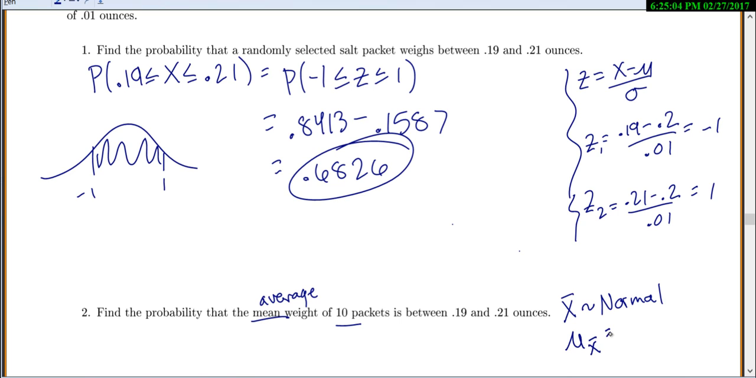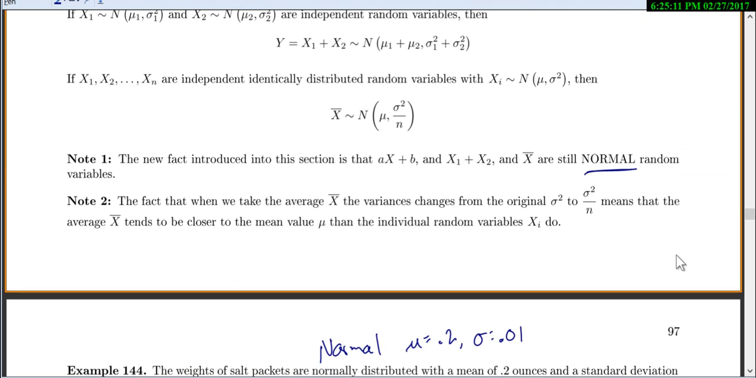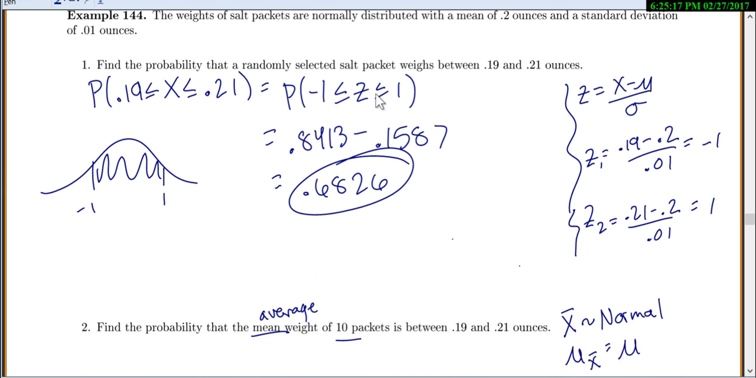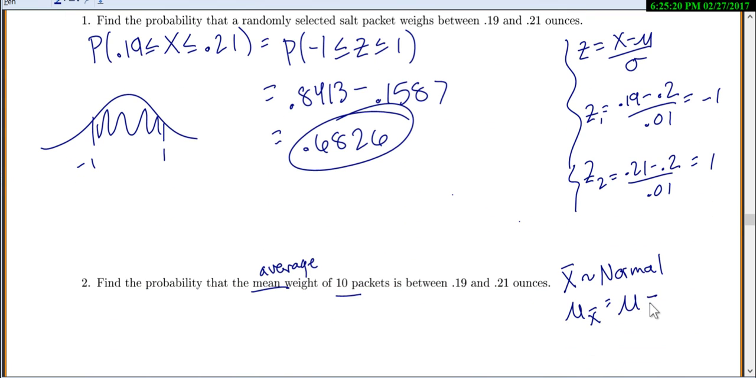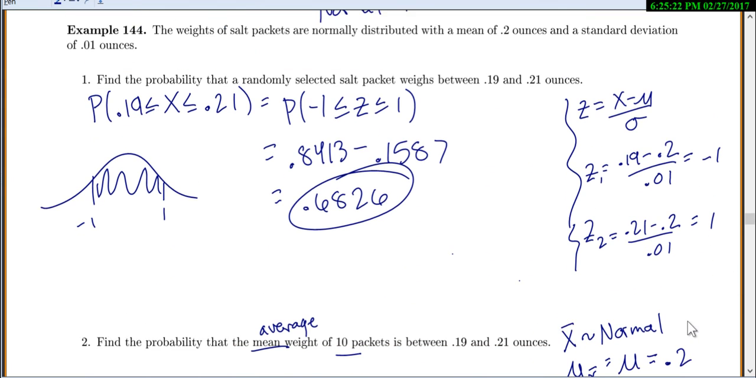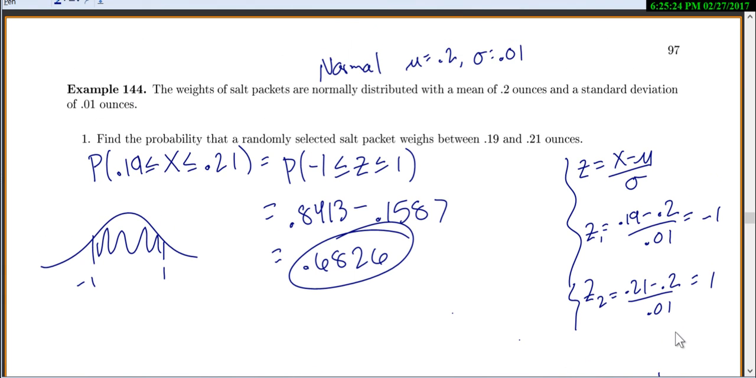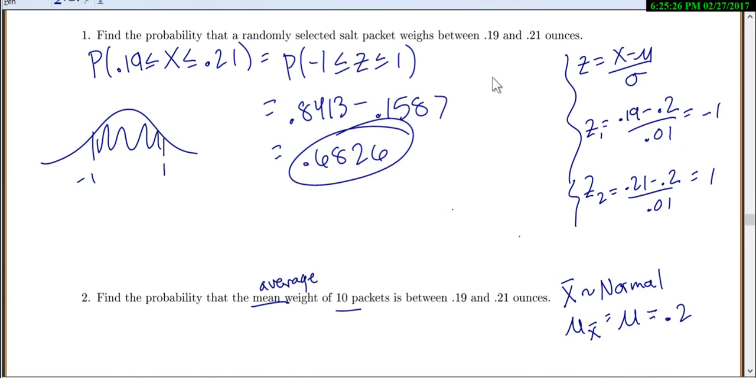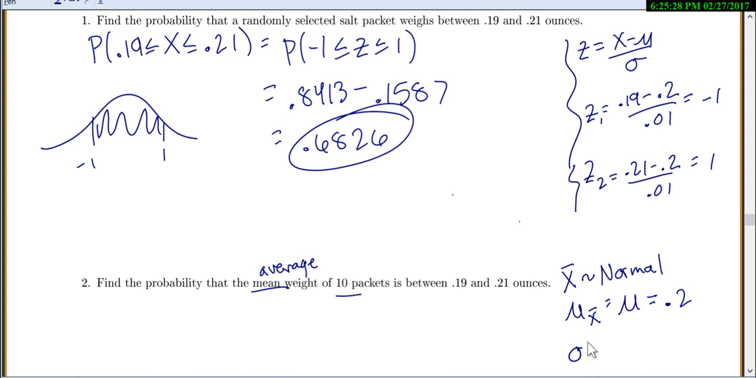How do I find the mean for x bar? Well, the mean for x bar is just always equal to your original mean. That's what my formula says right here. So for x bar, our mean is the same mu, but our variance we have to divide by n. So it's just equal to mu, which is 0.2 from up above. But then I did have a standard deviation of 0.01. Let's see, so my variance for x bar is supposed to be the old variance divided by n.